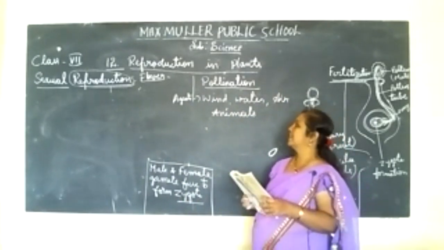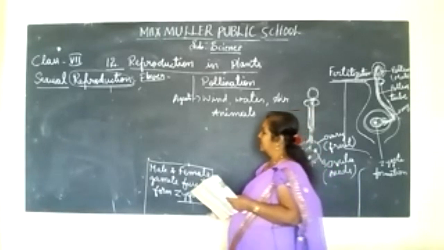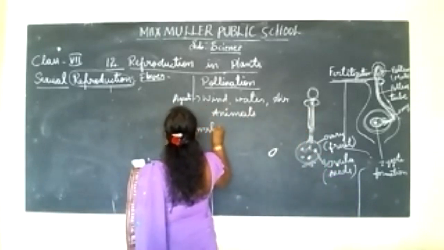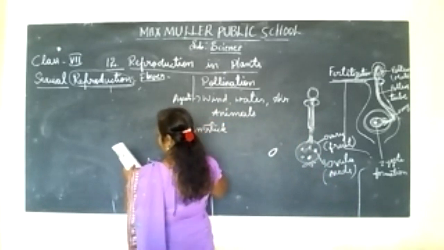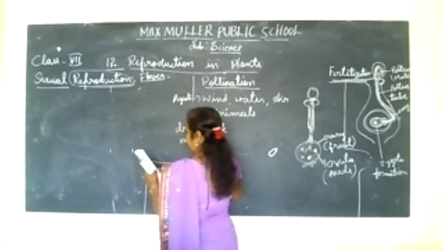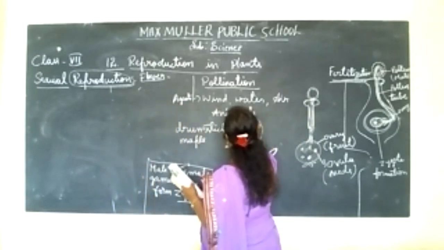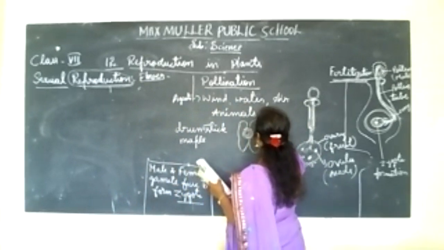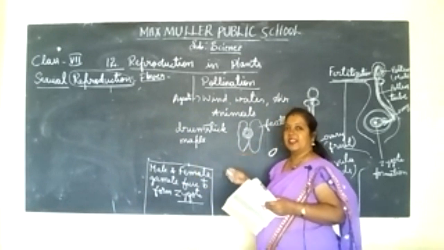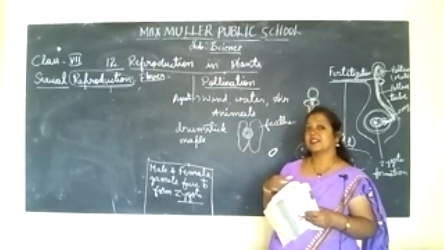Few plants have feathery seeds, like the drumstick. They have given the example of drumstick and maple. The seed is like this. They have a feathery seed. See, this is a feather. By this feather, it can easily fly in the air current. That's why these seeds are dispersed.